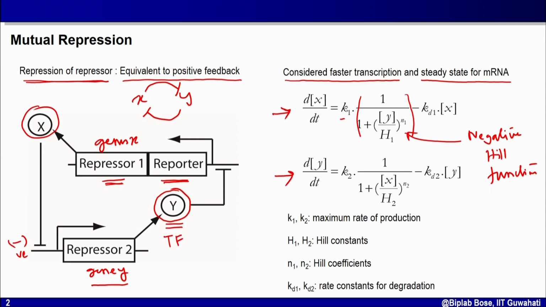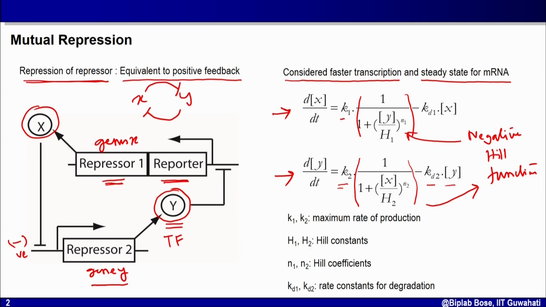Remember, I am not writing down an ODE for the mRNA of y separately. I am simply writing down the ODE for the protein y. So the rate of change of concentration of y protein is equal to K2, the maximum rate constant for production, into a Hill function, which is again a negative Hill function, with x as a controller. So what I have is 1 by 1 plus x divided by h2 to the power n2. That will control the rate of production in a sigmoidal or inverse sigmoidal fashion, minus kd2 into y.